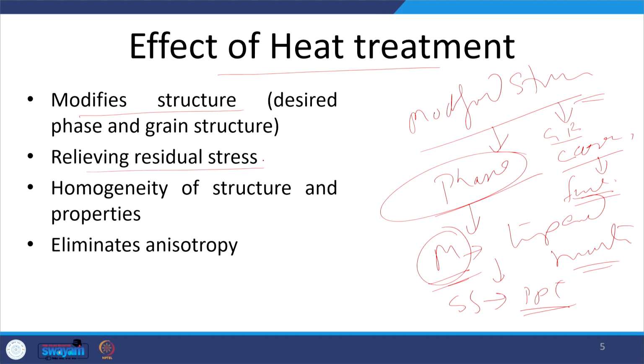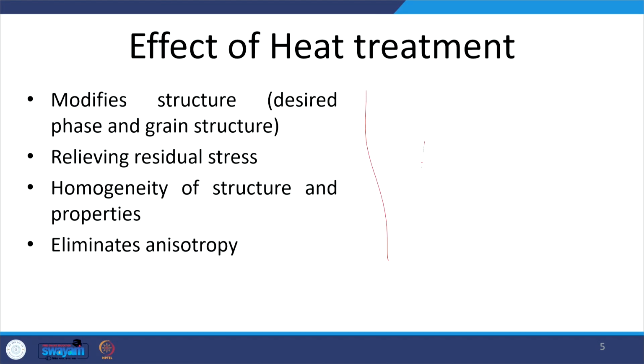It also helps in relieving the stresses by reducing the yield strength to relieve the locked-in strain. It also helps in improving the homogeneity of the structure and properties, and that in turn will be eliminating the anisotropy. So, all these aspects actually help in improving the performance of the weld joint.